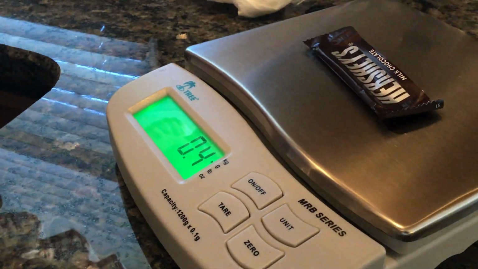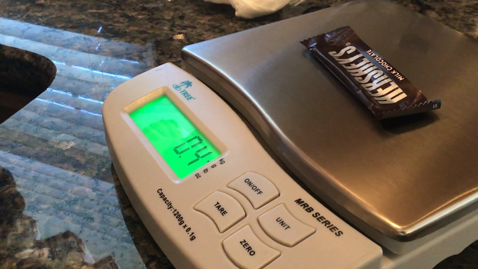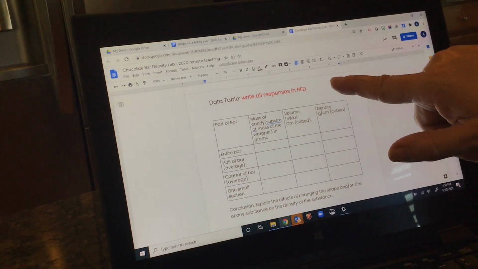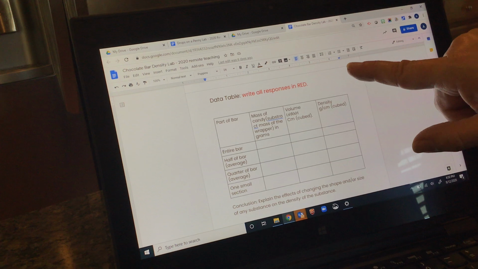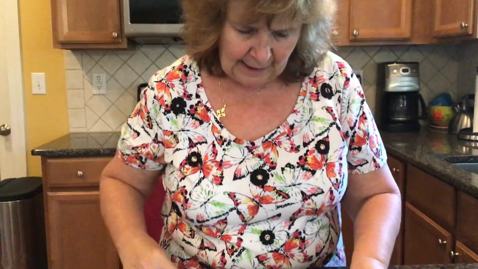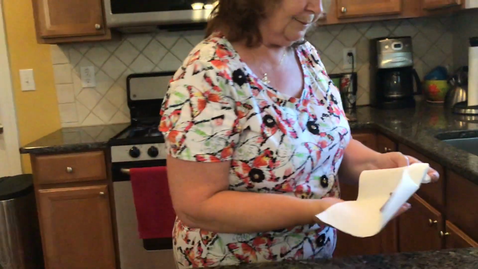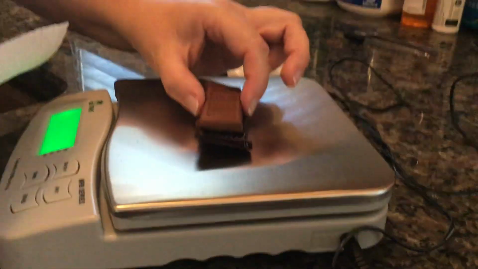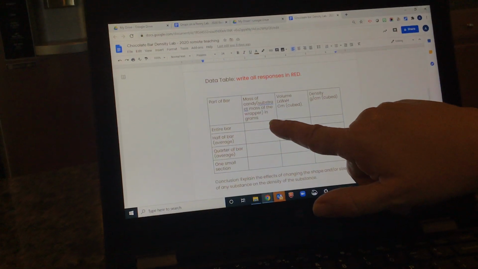We can see it's 0, and our wrapper is approximately 0.4. So somewhere on here, write wrapper 0.4 grams. Always have that as your constant, because when we're doing our mass, you're going to subtract that. Now I'm going to put my chocolate bar on my wrapper, and my mass is 13.4. So everybody, please write 13.4. That's for our whole chocolate bar.